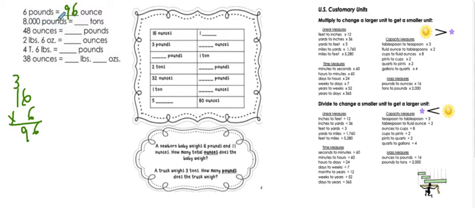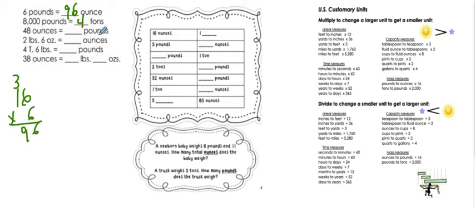Now we're going from pounds to tons, small unit to a large unit, small to large. Pounds to tons is divide by 2,000. So 8,000 divided by 2,000 is 4. It's 4 tons is 8,000 pounds.